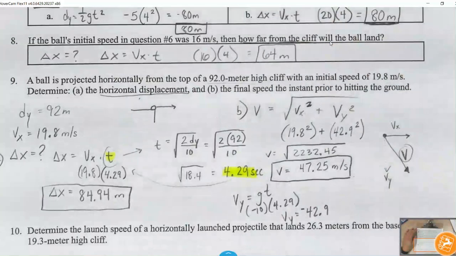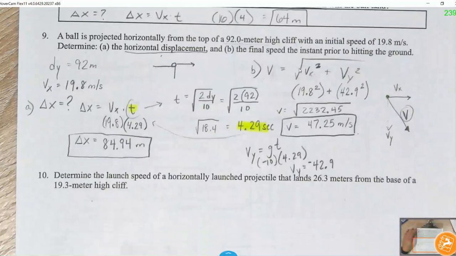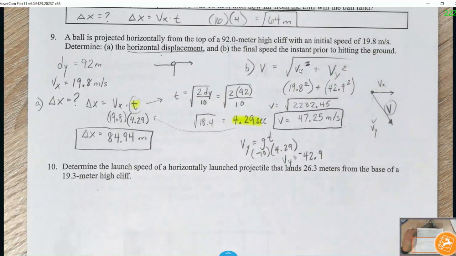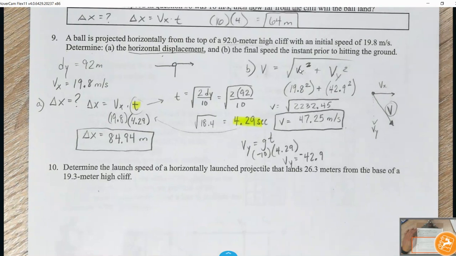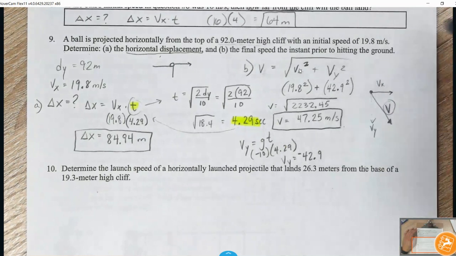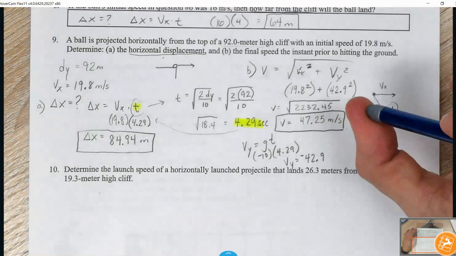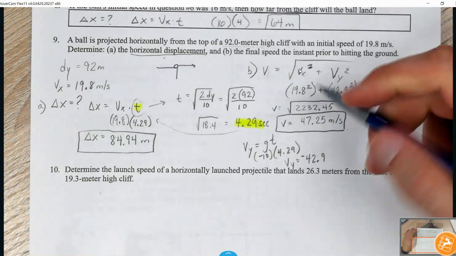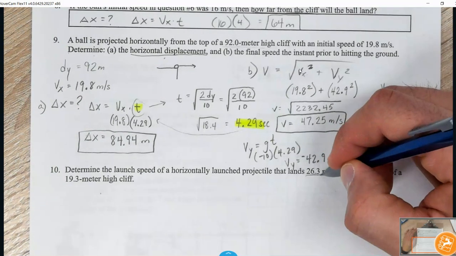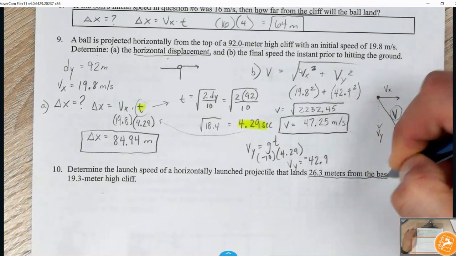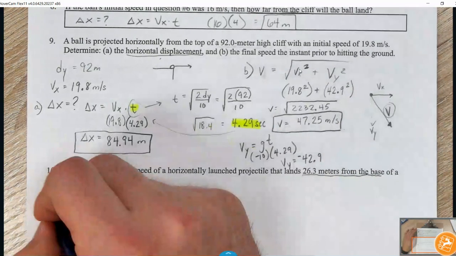If you're not given both of these and you're given height, you use this to find t, and then you'll be given one of these other two and use t plus whatever your other x piece is to find the missing one. All right. So I know that one was a little bit of a beast, but if you have a pretty decent understanding of what's going on in that, you're going to be very, very good with this. All right, let's break down number 10: launch speed of a horizontally launched projectile that lands 26.3 meters from the base of a 19.3 meter high cliff. What variables am I given? If it lands 26.3 meters from the base, good, delta x.